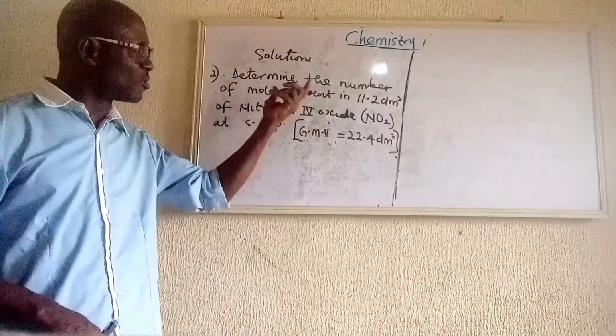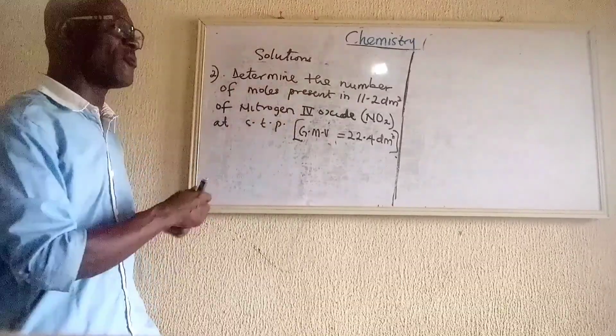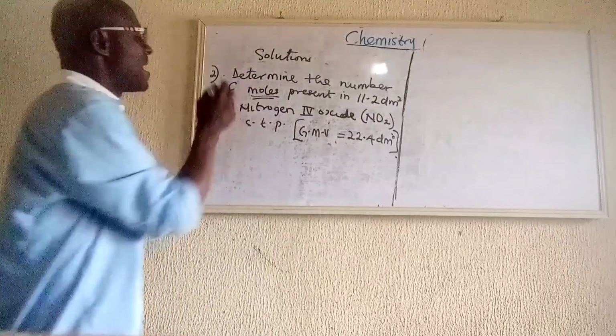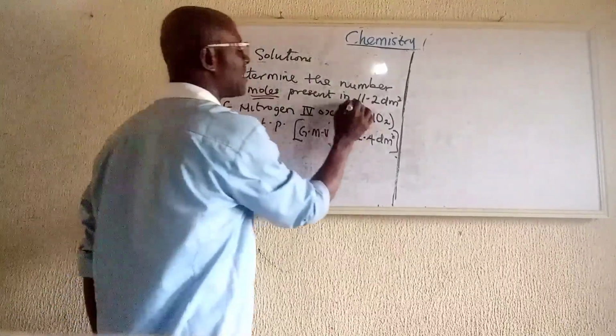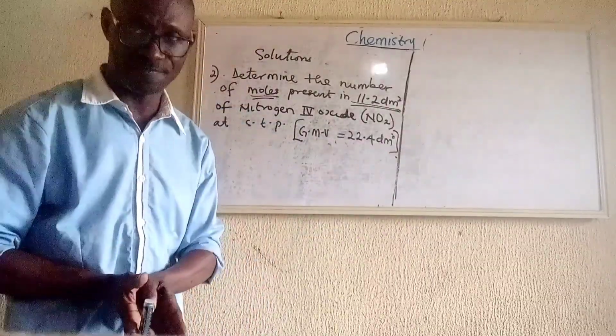If you look at this question critically, you see that you are being asked to find the number of moles now. You are not given, you are asked to find it. The number of moles you are finding is the number of moles present in 11.2 dm³. That means you are given the volume.